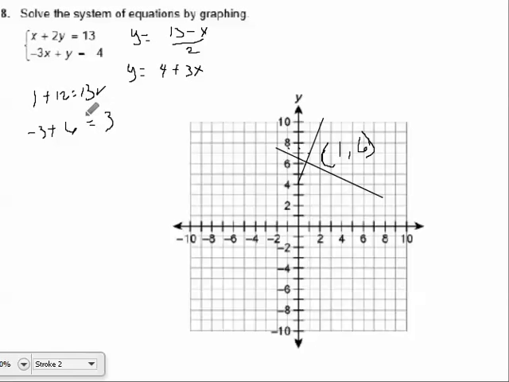Doing something wrong there. Okay, see if I did this one right. 13 minus x, that gives me 6.5. That's this point right here. My slope is going to be a negative 1/2. That means it's going to go up 1 and to the right 2 to there. So when I graph that here, yeah, that's graphed correctly. So my intersection is at 1, 6.